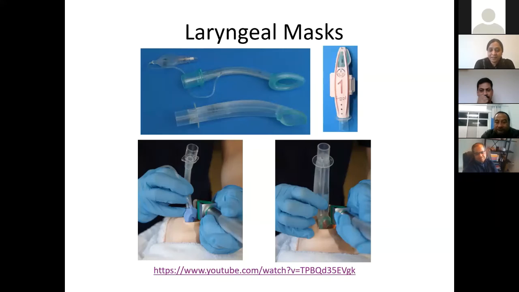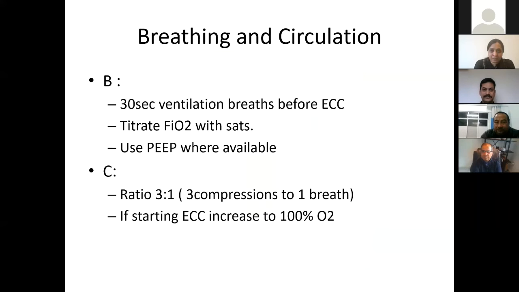Okay, moving on to breathing and circulation. In terms of breathing, you've got your 5 inflation breaths, you've seen chest movement. At this point, if your heart rate is still slow, you give 30 seconds of ventilation breaths before commencing chest compressions. By this point, ideally, you should have a SATS monitor on the baby and have some saturations available, and you can titrate oxygen according to the SATS. If you are using a T-piece, this is a good place to think about giving some PEEP where available, and 5 to 6 centimeters is recommended as a good starting point.